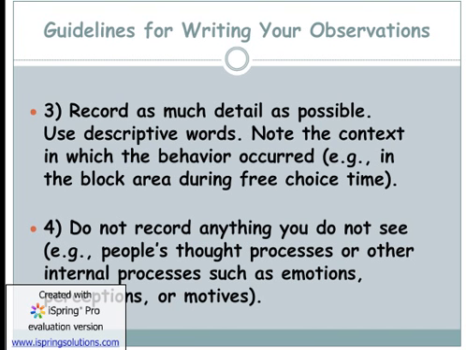Use descriptive words. You can note at the beginning of the section the context in which that behavior occurred, the time, the place. The example here is the block area during free choice time. Be careful not to record anything that you do not see. For example, we can't see what someone is thinking or what someone is feeling, their emotions or perceptions or motivations. Record only behaviors that you can observe.